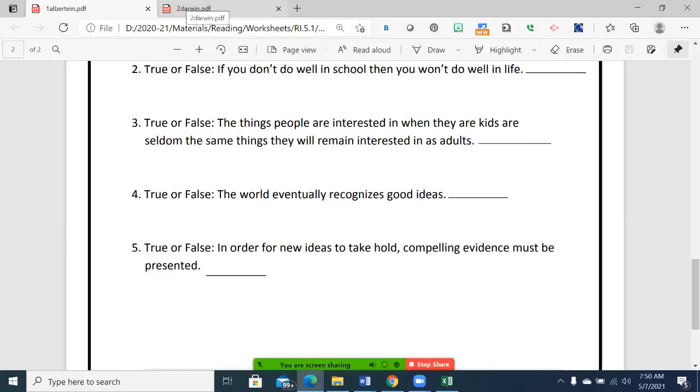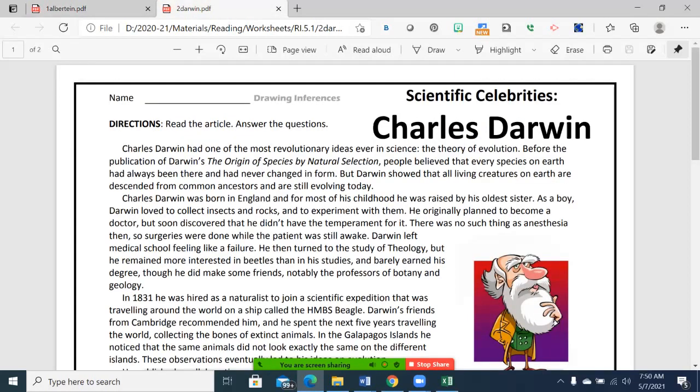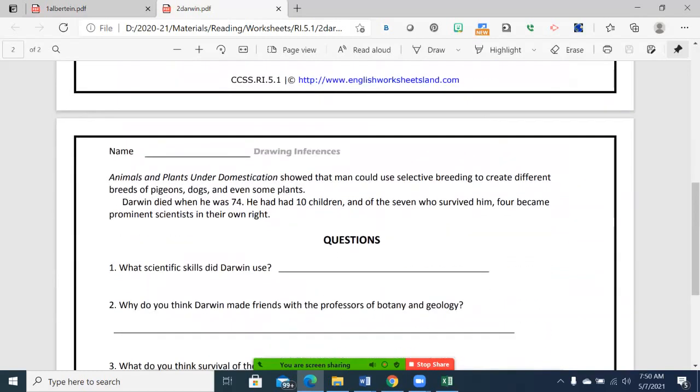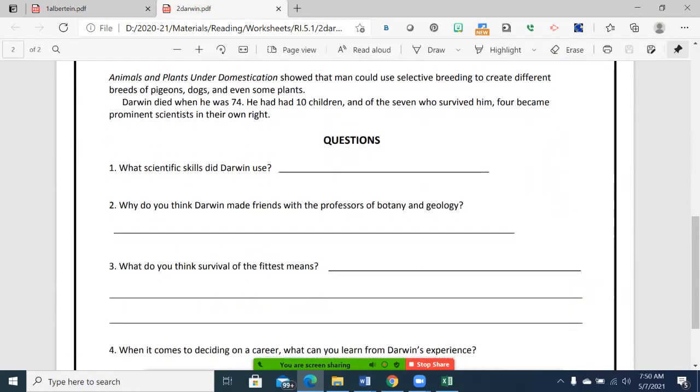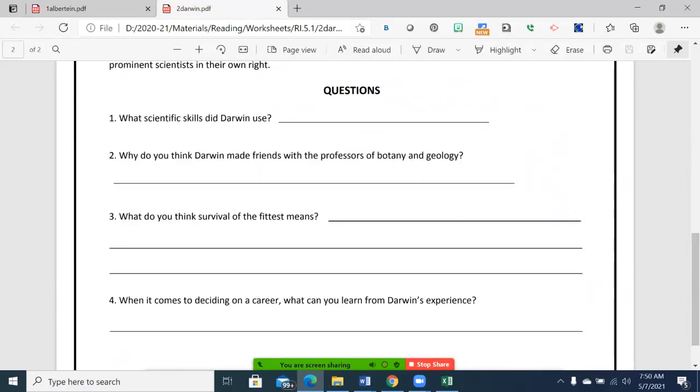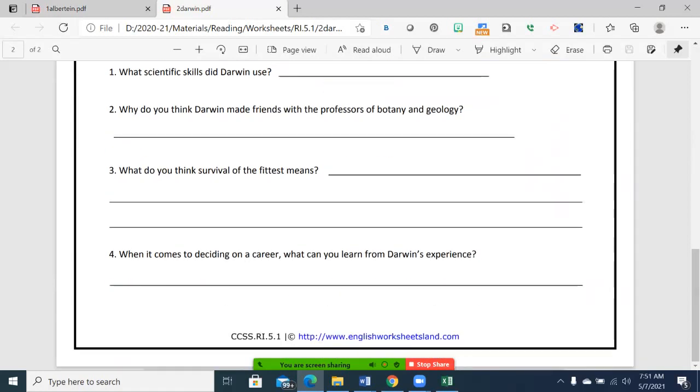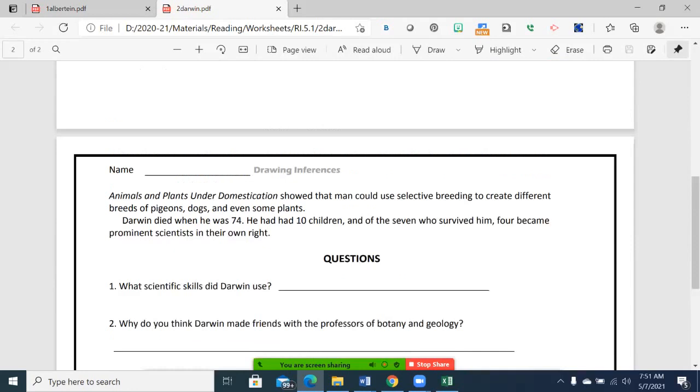All right, so let's go to the second one. Speaking of science, Charles Darwin. Let's look at the questions. What scientific skills did Darwin use? Why do you think Darwin made friends with the professors of botany and geology? What do you think survival of the fittest means? And when it comes to deciding on a career, what can you learn from Darwin's experience?